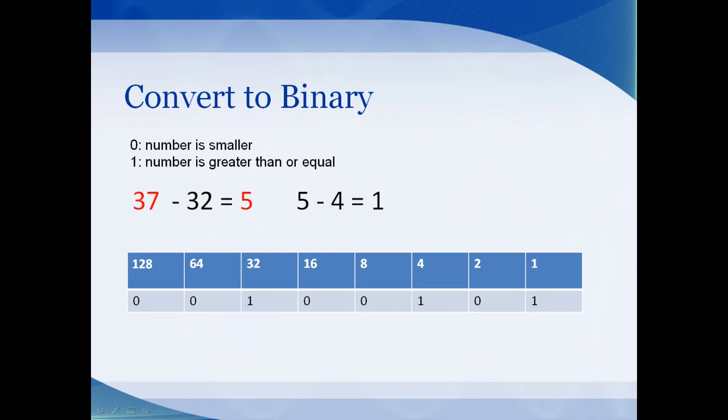If you are ever left with a number larger than 1 on the last place value, that means you did something wrong. So we're left with 1, we're just going to put a 1, and that is our binary number, 00100101.